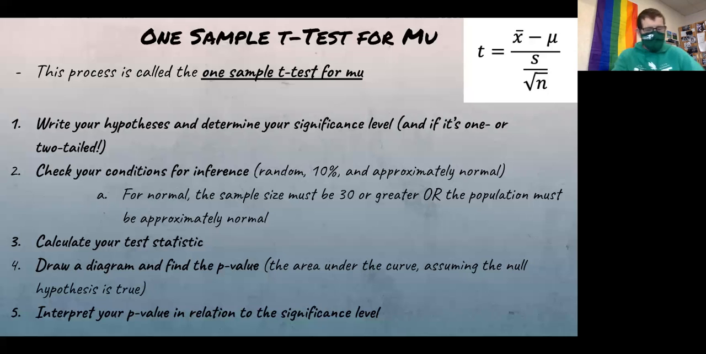And of course, we didn't do the conclusion here, but my conclusion, just to verbalize it, would be: because our p-value of 0.0039 was less than our significance level of 0.05, we reject the null hypothesis. There is convincing evidence that teenagers do not get 8 hours of sleep. They get less than 8 hours of sleep, specifically.